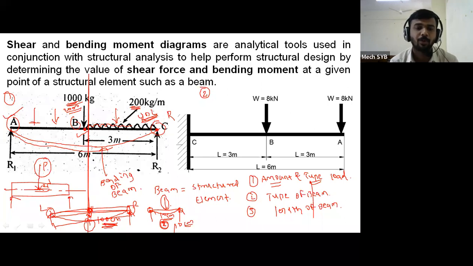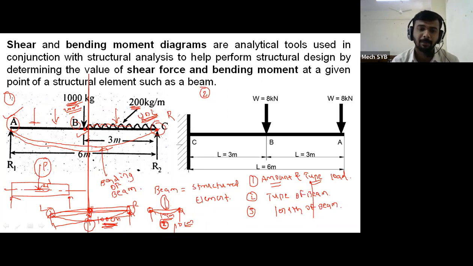That's why supports play a very important role, and in addition to that, the length of the beam plays a very important role. So please keep in mind, if the length of the beam is maximum, there is a possibility of maximum बेंडिंग. जेवढी बीमची लेंथ तुमची जास्त असणार आहे तेवढी त्या ठिकाणी बेंडिंग होण्याचे चान्सेस जास्त असणार.